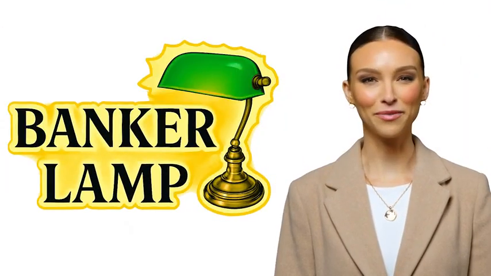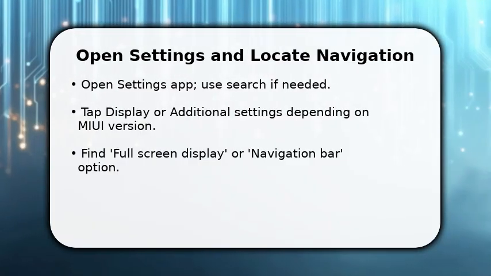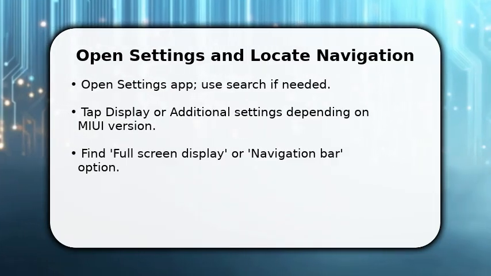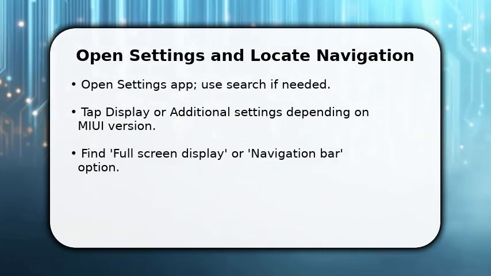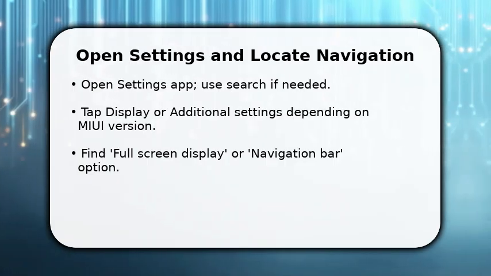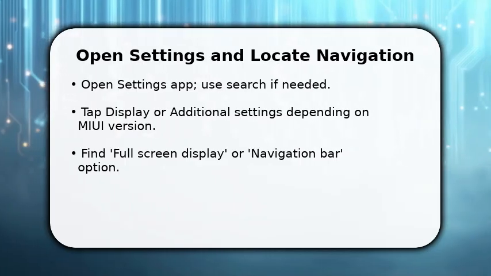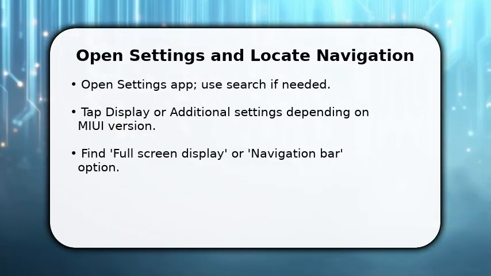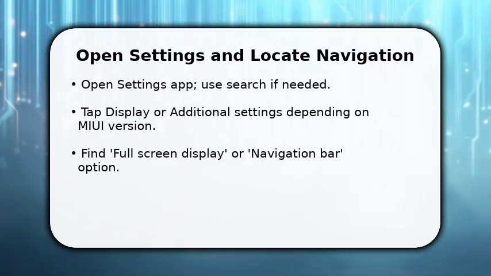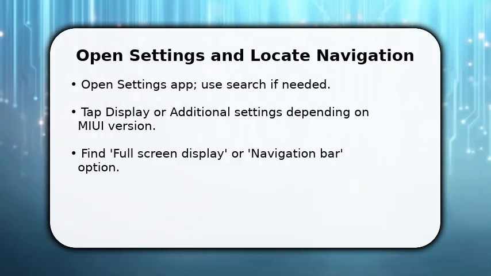Please enjoy the video. You start by opening Settings and going straight to the display-related area. This is where MIUI hides navigation controls. Once in Display or Additional Settings, look for Full Screen Display or Navigation Bar. Names vary by MIUI release. Tap that entry. You will immediately see Current Navigation Mode.